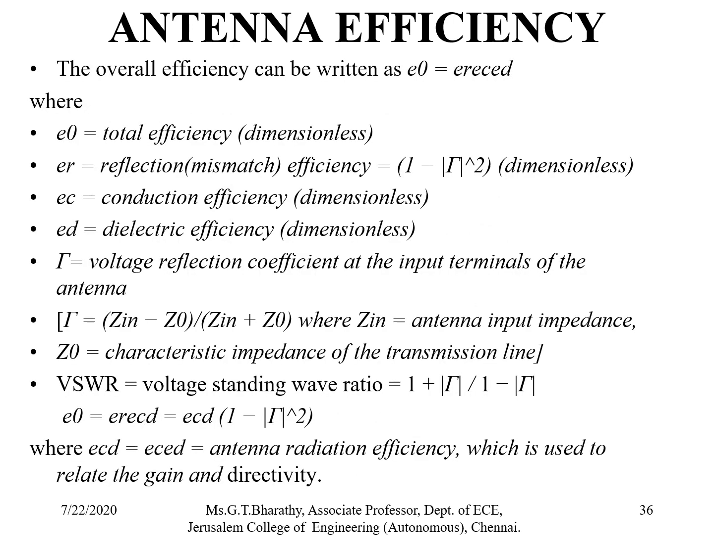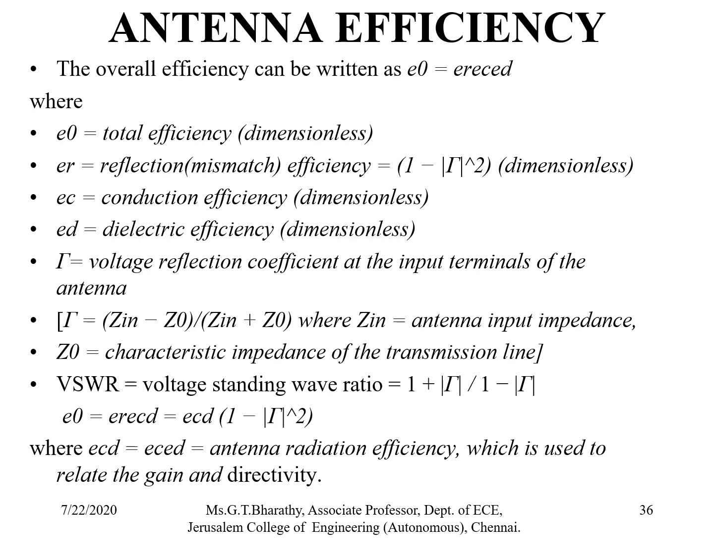So the overall efficiency can be written as E naught is equal to a product of three components, that is ER, EC and ED. So E naught is the total efficiency, ER is the reflection efficiency, EC is the conduction efficiency, ED is the dielectric efficiency. All these quantities are dimensionless, where the reflection efficiency ER is given by the formula 1 minus magnitude of reflection coefficient the whole square.